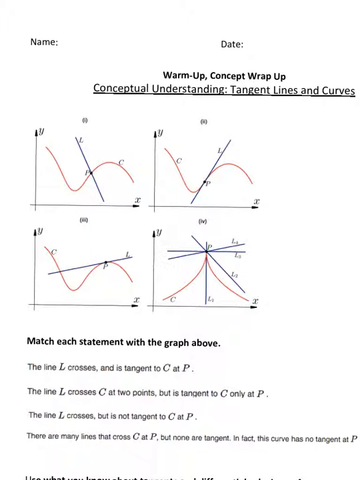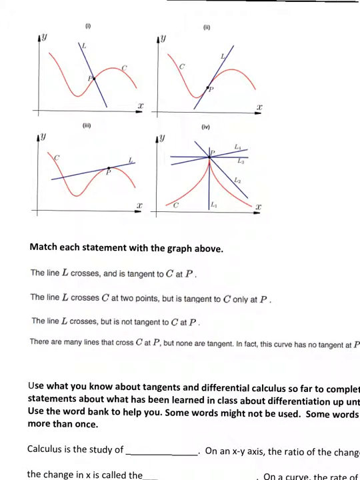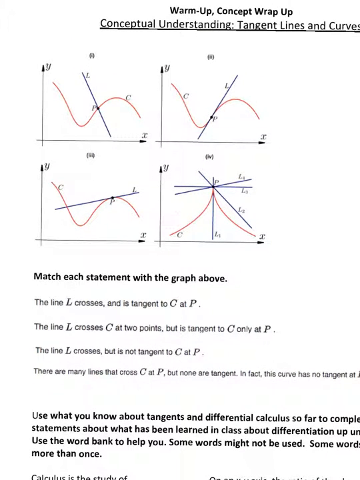So here, because this is a sharp point, you have many lines that cross at P just once, but because that's a sharp point, we can't say that they're tangent to that graph at P, right? So with that being said, the first one, the line L crosses and is tangent to C at P, would be number 2.